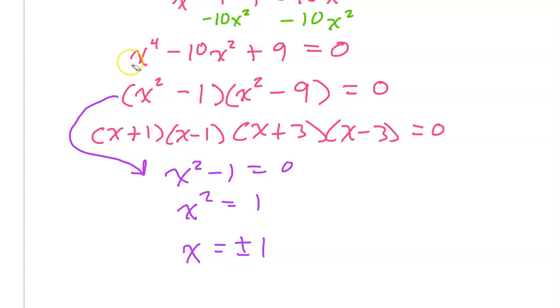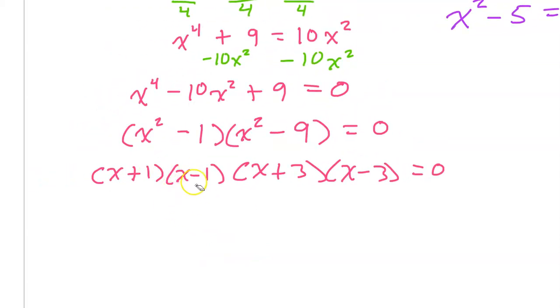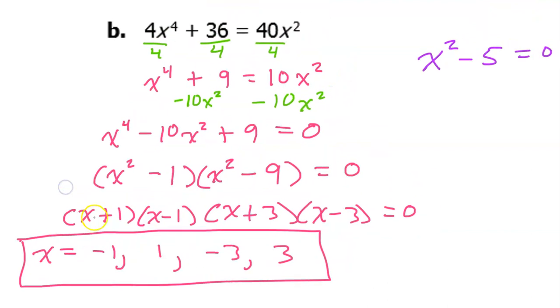So it doesn't matter whether you factor these further or if you go ahead and use your zero product property and do your plus or minus square root. You're going to get the same answers. Anyway, back to what I was doing. So setting each of these equal to zero, I'm going to get x is equal to negative 1, positive 1, negative 3, and positive 3. So these are the four solutions to problem B.